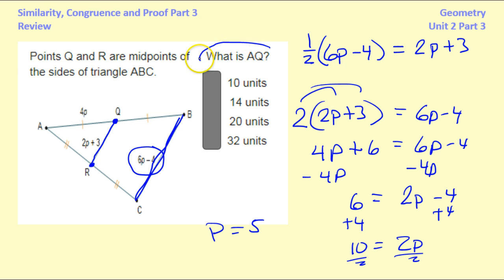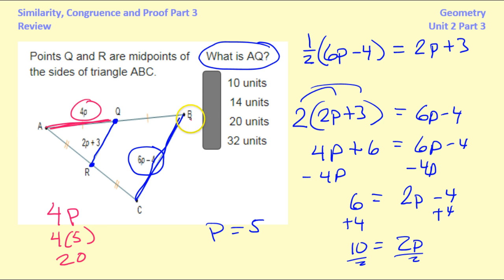They're asking what is length AQ. So AQ, let me change colors. AQ is right here. And we're told that AQ is 4p. So that means now that we know that p is 5, that's 4 times 5, which is 20. So this should be the answer right here.